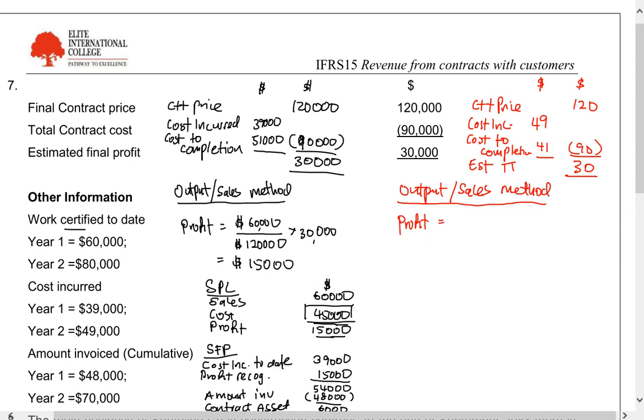Profit to be recognized is based on the sales method. So work certified 80 out of the total contract price 120. So this is the percentage that we have completed, the percentage of completion. $20,000.